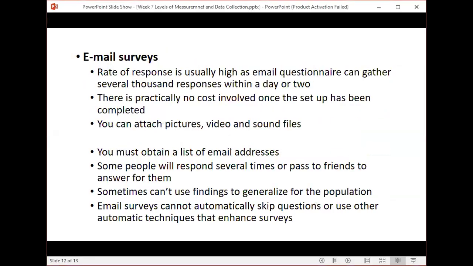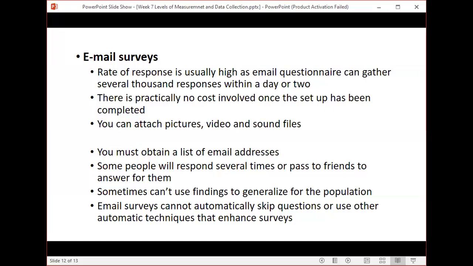And then we have emails. Just like the mails where you use the post office, this one we use emails, right? You have the email addresses of people, you have the questionnaires, you can add videos, you can add photos, whatever exhibit you have, and push it. Once people receive it, they open it, fill the questionnaire and send it back, right? The rate of response is usually very high because you can gather thousands of responses within a second. Within a day or two, you get a lot of responses. And there's practically no cost once you set it up. You can attach pictures, videos, sound files, and all of that.